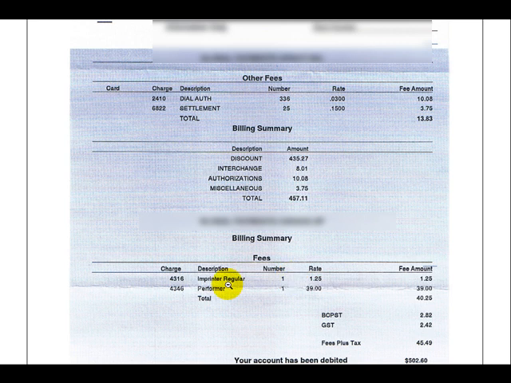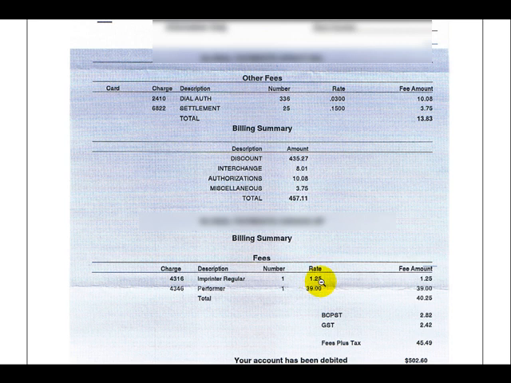The imprinter is just the old knuckle buster. They'll supply you with that just in case your terminal goes down. That way you can take the old knuckle buster out, put the carbon copy sheet in there, slide it back and forth, and you have an imprint of the card, and the customer signs off on that in case the power goes out or something like that. But they're charging $1.25 a month for that. You can kick that away.